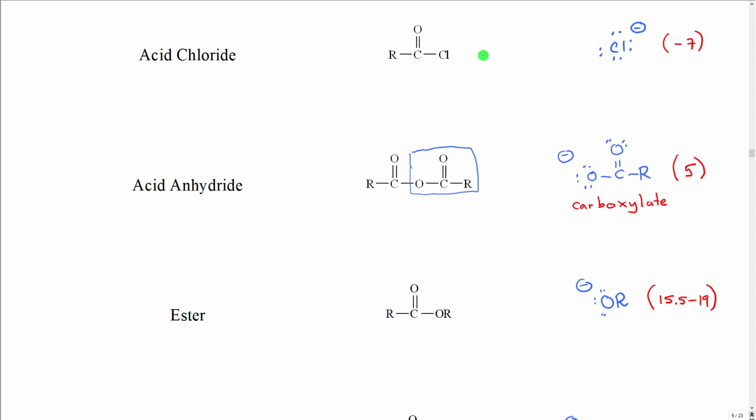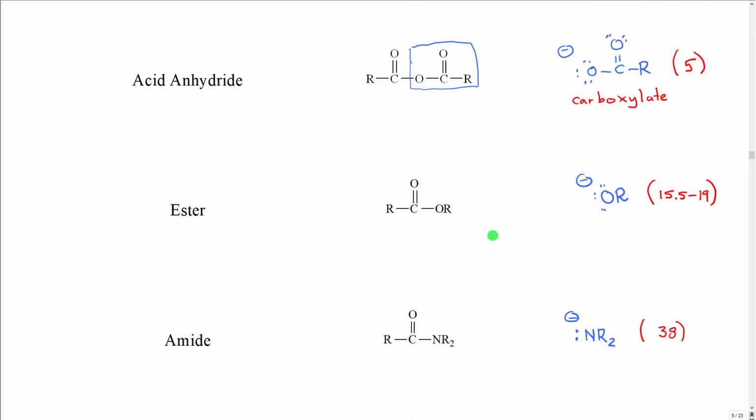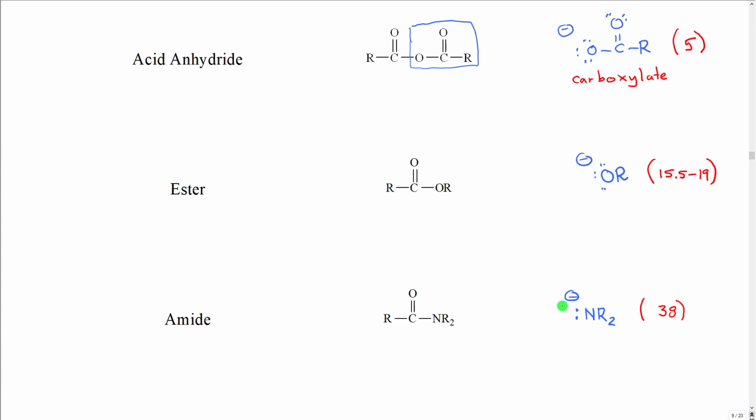If we start with an acid chloride, our leaving group is chloride minus. That's a very, very strong leaving group. When we go to an acid anhydride, our leaving group is a carboxylate, which has an associated pKa of 5. It's not as good of a leaving group. If we look at an ester, our potential leaving group is an alkoxide that has an associated pKa between 15 and 19, so that's even weaker. And then finally, when we look at an amide, we can see that the potential leaving group is an amide ion, negative ion, and that has an associated pKa of 38 on our table. So it's a very, very weak leaving group. In fact, we pretty much don't expect it to act like a leaving group on its own.